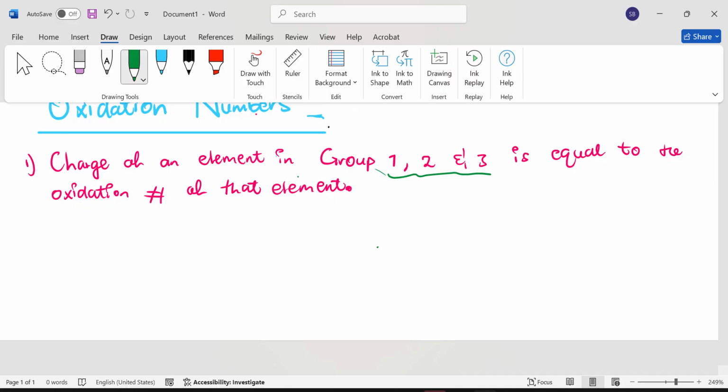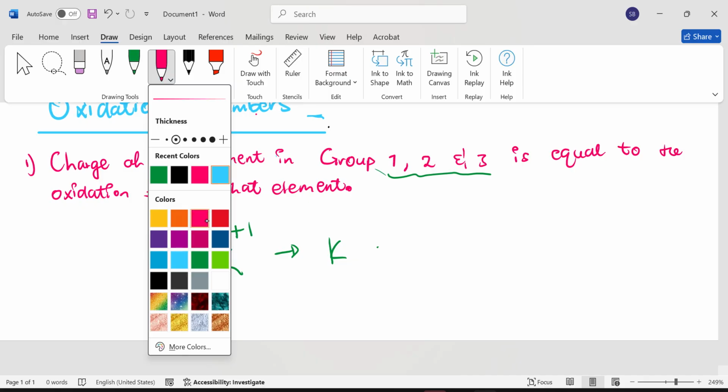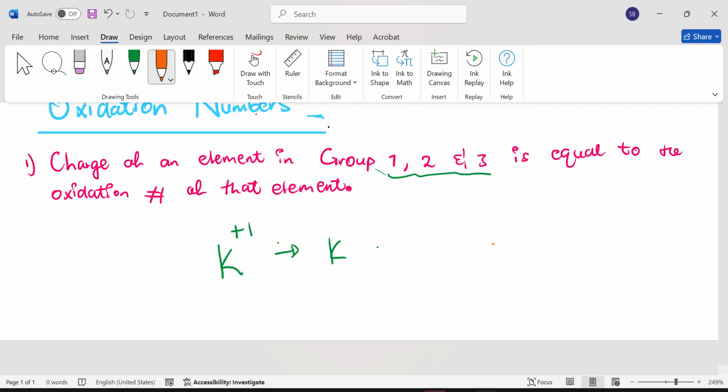So what I mean when I say the charge of an element in group 1, 2, and 3 is equal to the oxidation number of that element: say given potassium, and you're asked what is the oxidation number of potassium, what do you know? You know that potassium is in group 1, that means it has a positive 1 charge. I'm going to write every oxidation number in a different color, so let's make that orange. So the charge, which is positive 1, is equal to the oxidation number, which would then be 1.